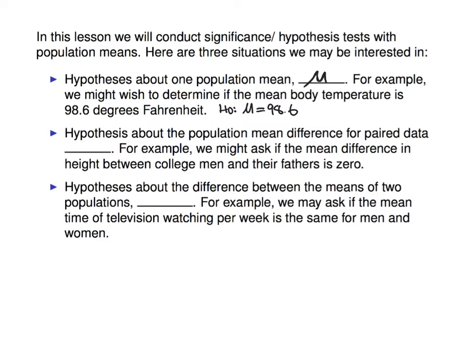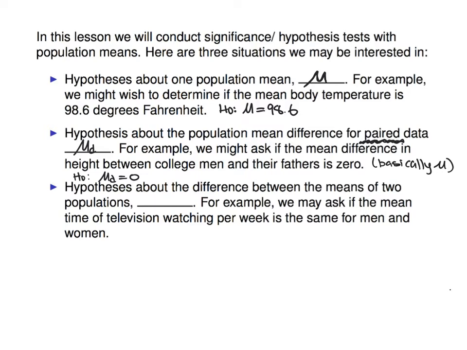We could be looking at hypotheses about the population mean difference for paired data. Remember, you do this when there's some kind of natural pairing, and the symbol there is mu sub d. This is basically the same as mu, except you collect your data, you find your differences, and then you average those differences. One thing we might ask is whether the mean difference in height between college men and their fathers is 0. So that would be a null hypothesis of this mean difference equals 0.